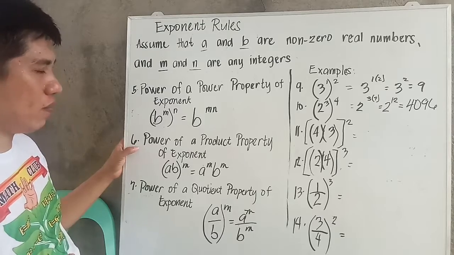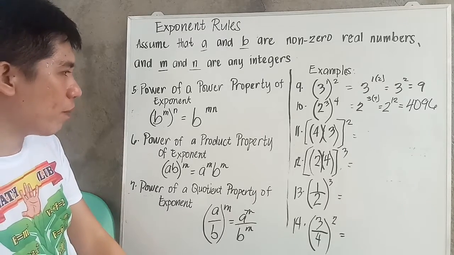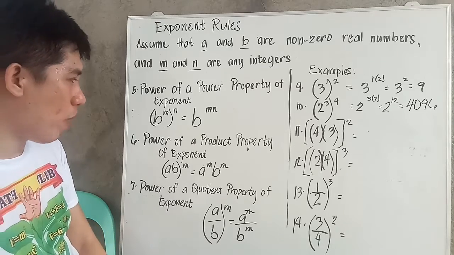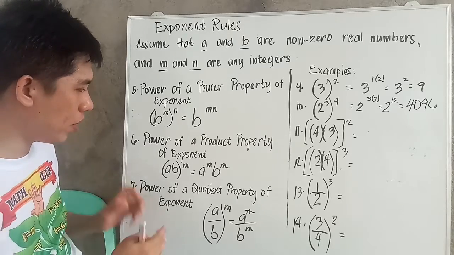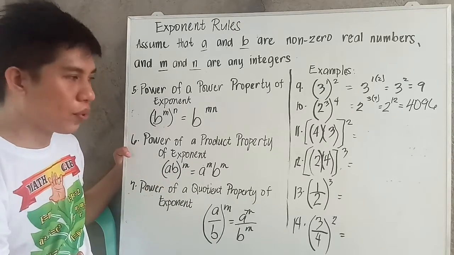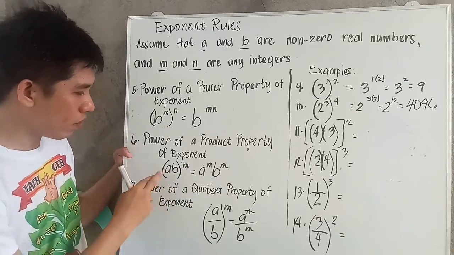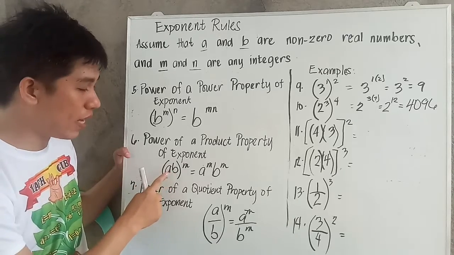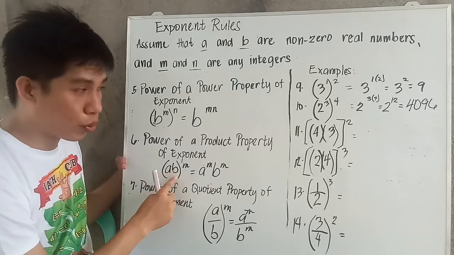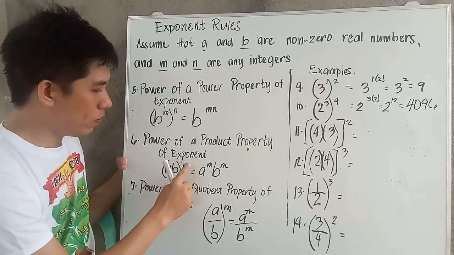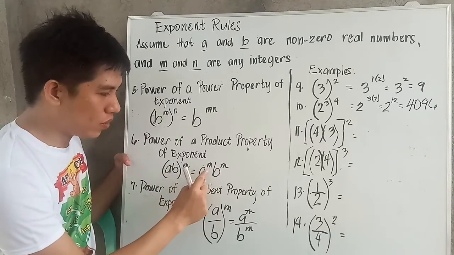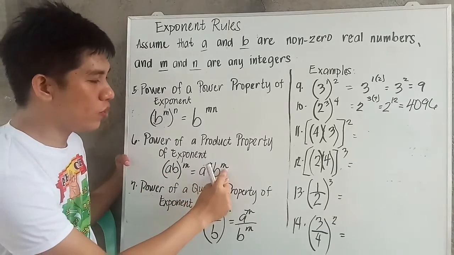So for number 6, we have the power of a product property of exponent. So power of a product property. So we have here a number, the base ab, then the exponent is m. So other way of solving it, instead of multiplying a and b, we will multiply the exponent in each factor. So we will raise each factor by m. So a raised to the power of m, b raised to the power of m.